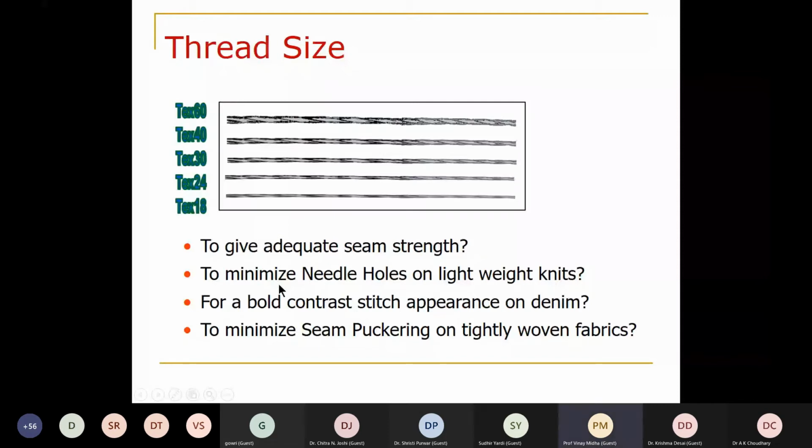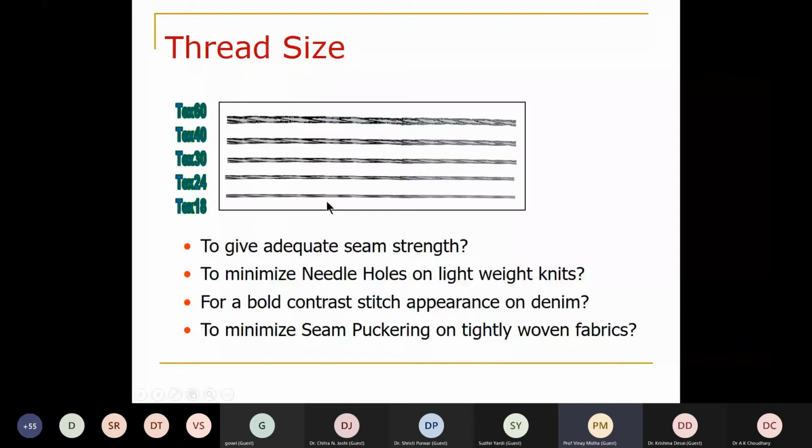If I select a 40 tex sewing thread, then accordingly the needle which I will be selecting will also be coarser, with a larger needle eye, and accordingly the shank of the needle will also increase. So that particular needle, when it passes through the fabric, may create needle holes. So according to the type of the fabric, we should try to select the minimum needle size, so that minimum holes are created or displacement of the threads takes place without creation of holes.